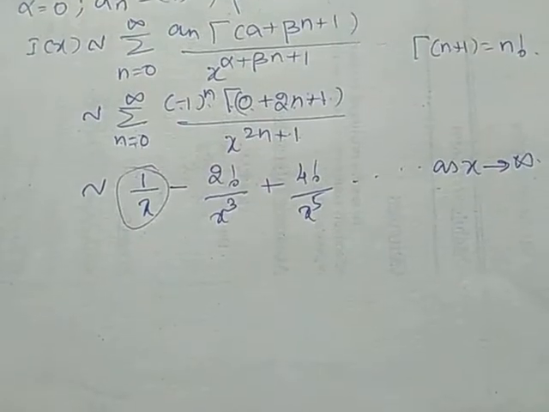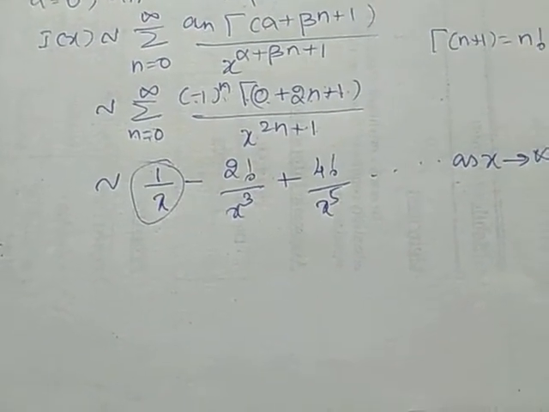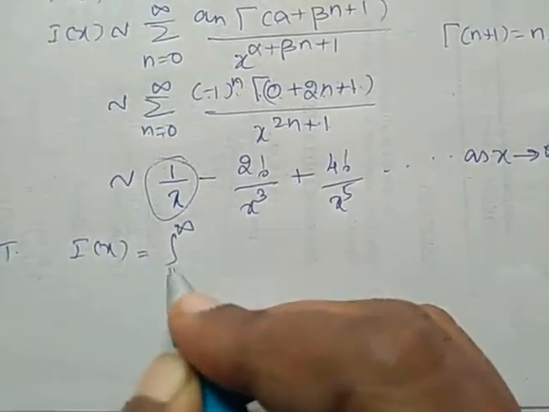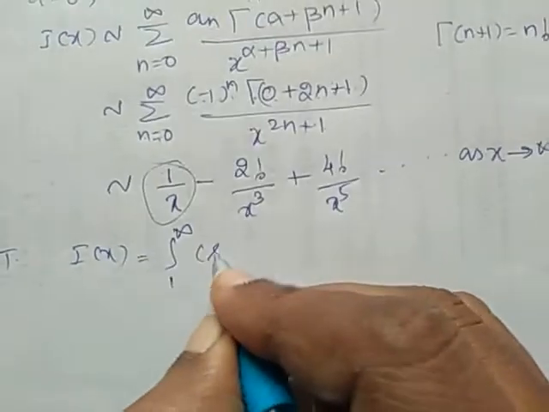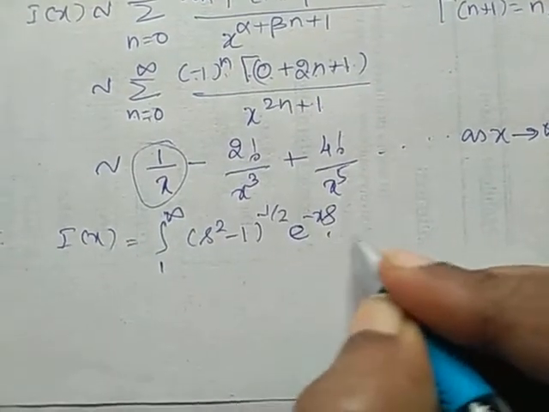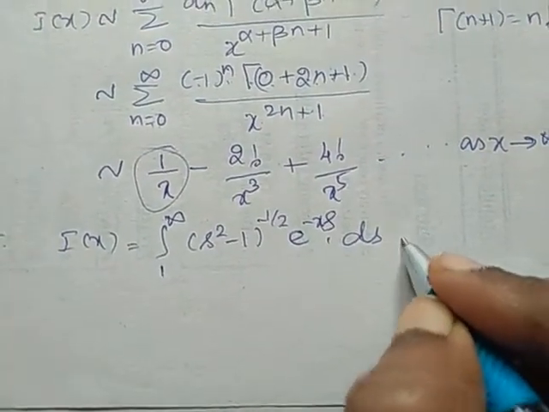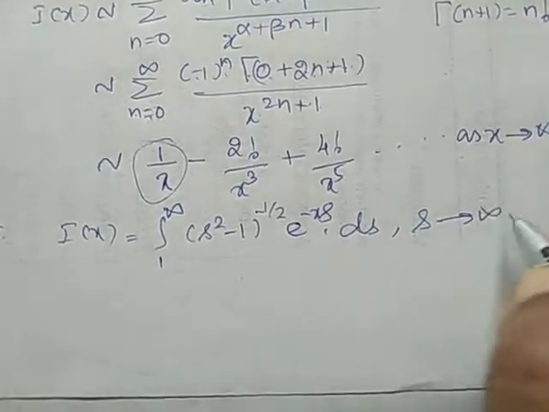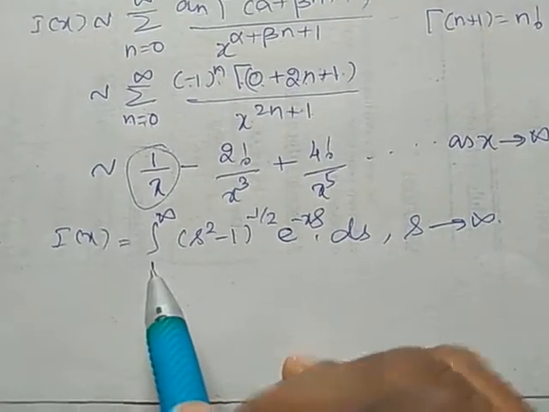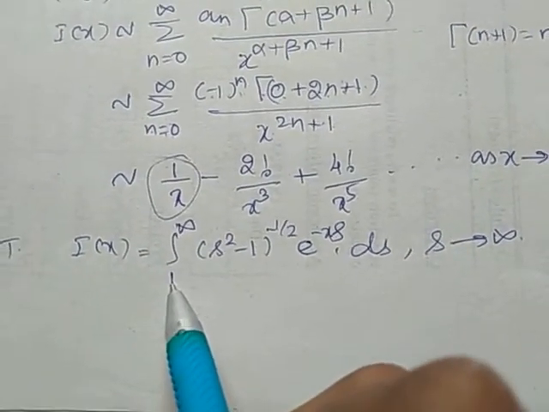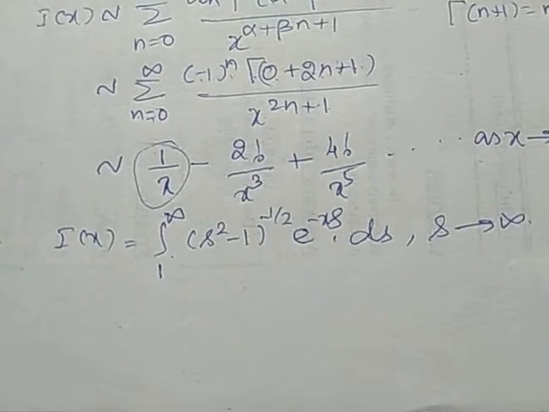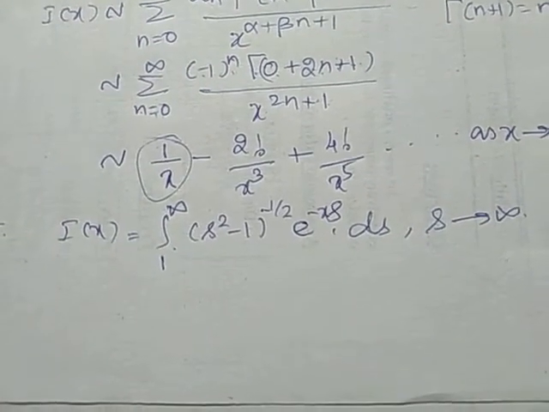So, I am going to consider another problem: we are going to find the asymptotic expansion of I of x, integration between 1 to infinity, s square minus 1 to the power half e power minus x into s ds. Instead of t, now we are having s. The very first thing in Watson lemma is, to apply Watson lemma, a should be 0, or the lower limit should be 0. So we have to convert this integral to integration between 0 to infinity using substitution method.